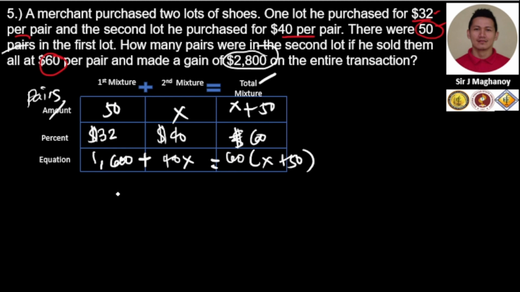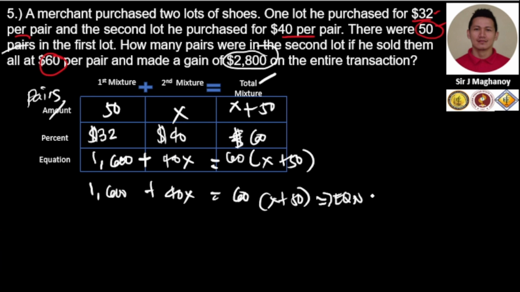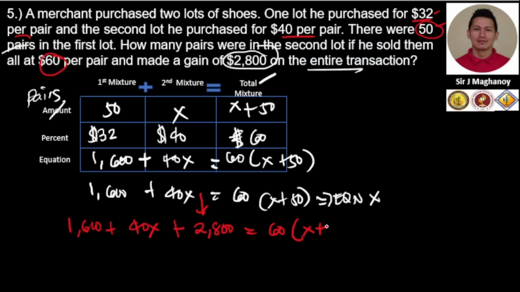Okay, so if you write the equation like this, 1,600 plus 40x equal to 60 times the quantity x plus 50, your equation here will give you an erroneous answer because you did not consider the 2,800, which is the gain of your entire transaction. In order to correct your equation, you need to insert here your $2,800. So finally, your corrected equation, considering the 2,800 added to the sum of the first and second lot: 1,600 plus 40x plus 2,800 equal to 60 times the quantity x plus 50.